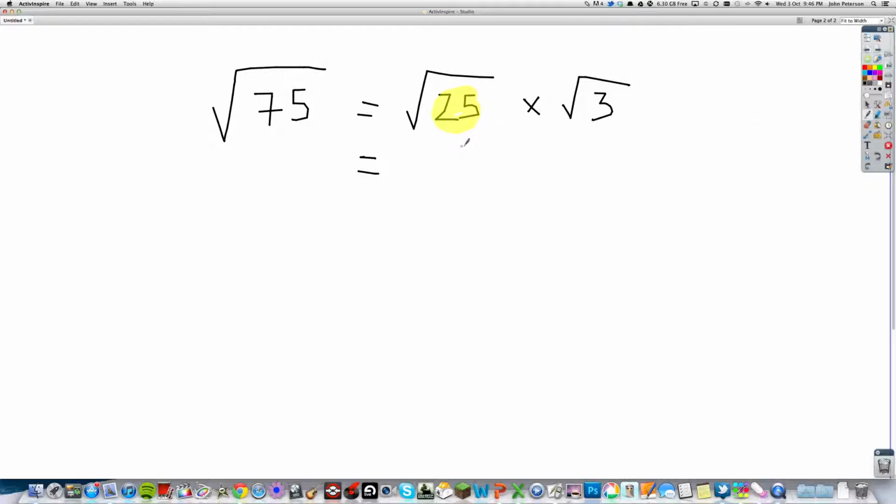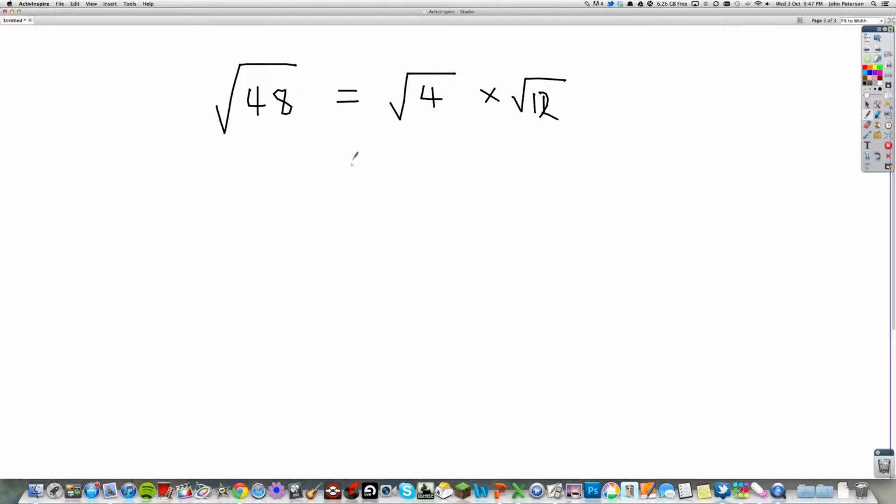The square root of 25 is 5. Root 3, I can't simplify that anymore, so that stays as root 3. Now here I can write this as 5 root 3. So I've simplified this down. The square root of 75 is actually the same thing as 5 root 3. Let's have a look at another one.